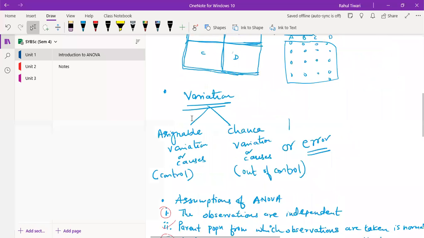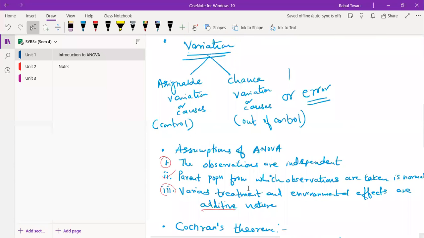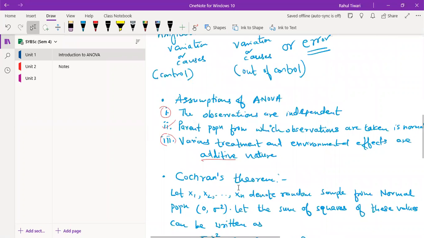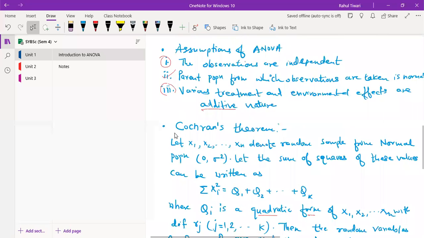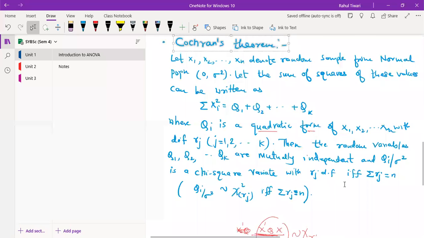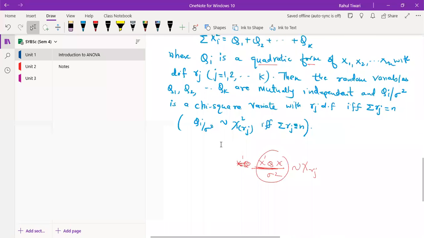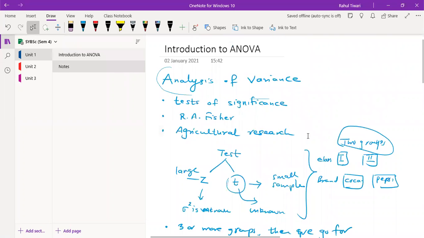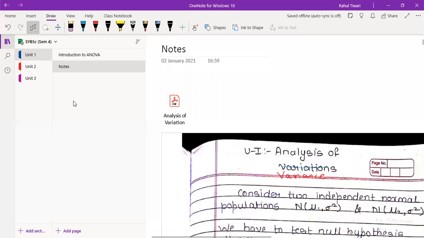Then a little bit more about the variation. What is the variation? Assignable variation and chance variation. Then we discussed more about the assumptions of ANOVA, which were quite important. And then we have seen Cochran's theorem, which we are going to use for ANOVA, and then we stopped. That was the basic concepts.